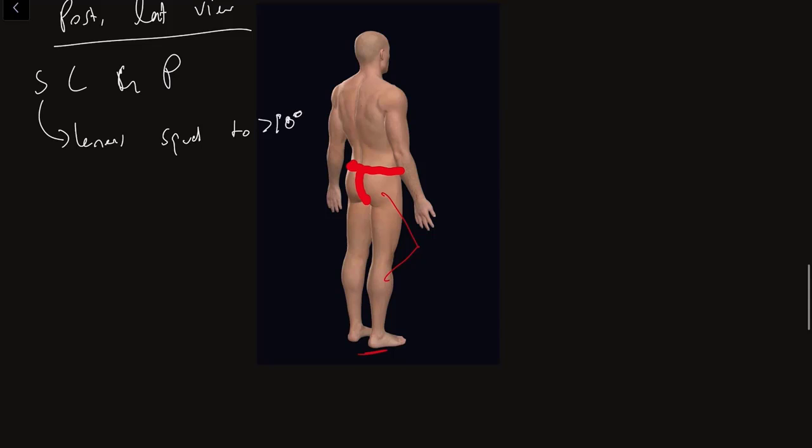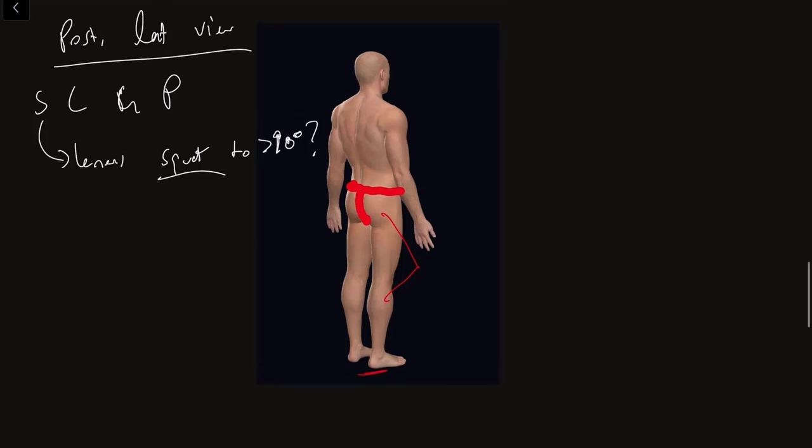I'll try to write that clearly. I apologize for my bad handwriting. If the answer to this is yes, it indicates that the patient has good active range of motion of their lower extremities. This would be a negative test if they're able to get past 90. If they could only squat to about 50 degrees, then they would be positive on the squat test for the posterior lateral view.